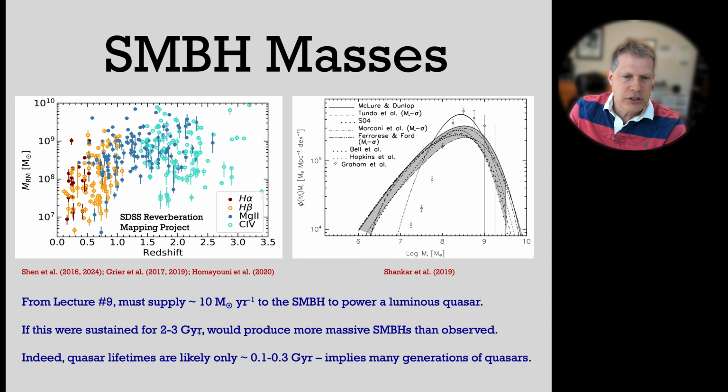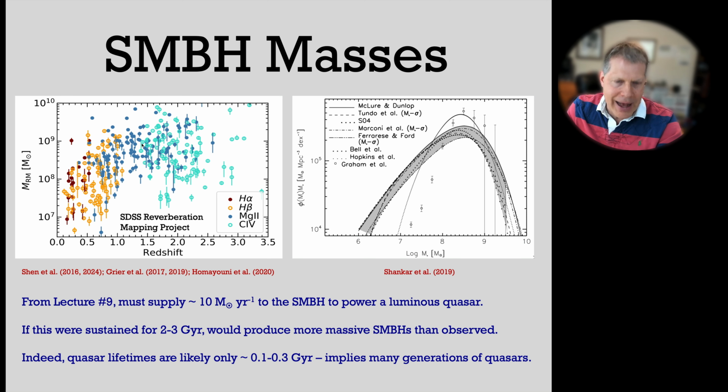And that is considerably more massive than what we observe. Okay, that would be up here where my arrow is pointing, up above 10 to the 10. We don't find lots and lots of supermassive black holes with such enormous masses. We do know of a couple, but they're quite rare.